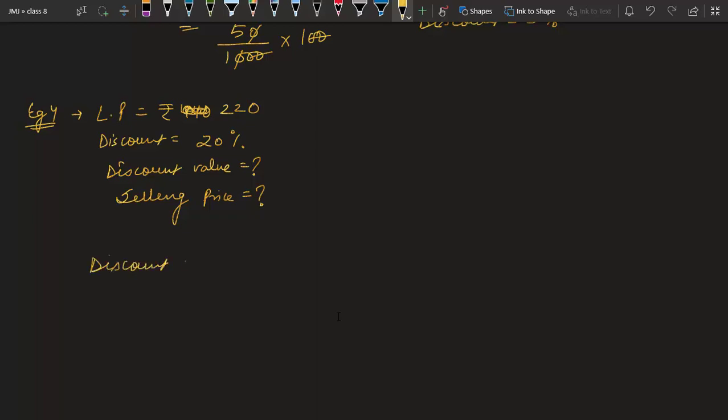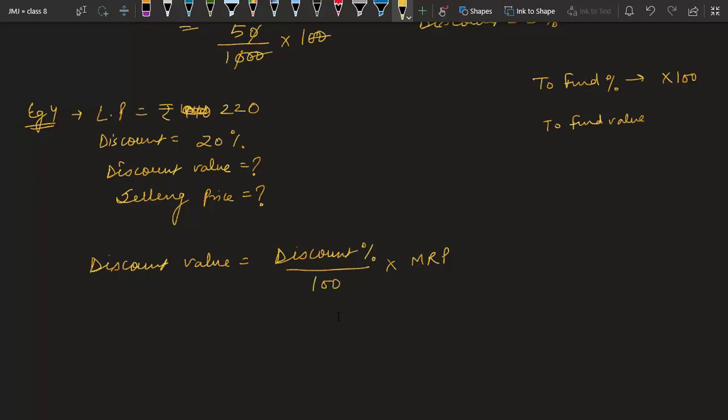Discount value will be given by discount percent upon 100 multiplied with MRP. How have I done this? I have told you, whenever we need to find percentage, we multiply with 100, and to find value from percentage we divide by 100. So in this case, percentage was given to us, we needed to find value, so we have divided by 100 and multiplied with the MRP.